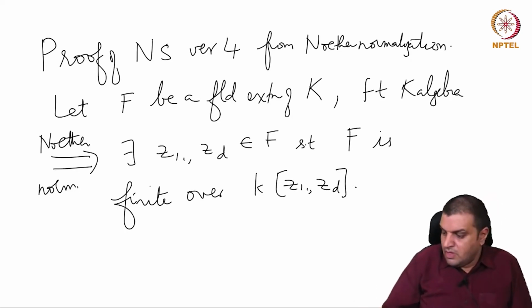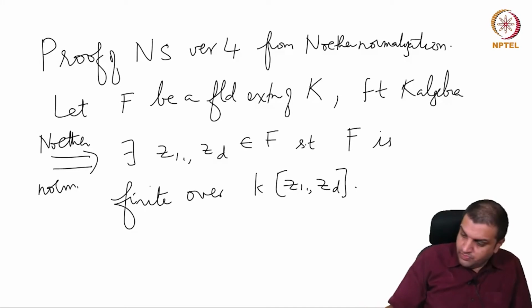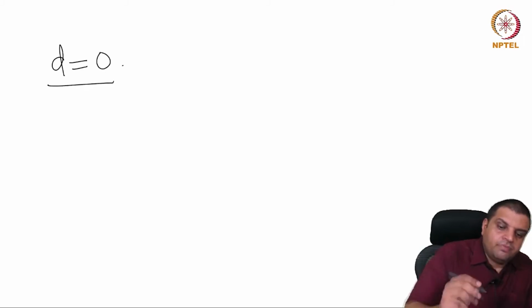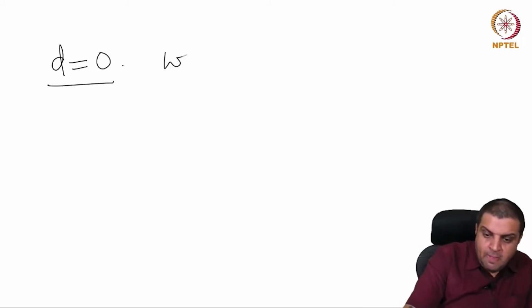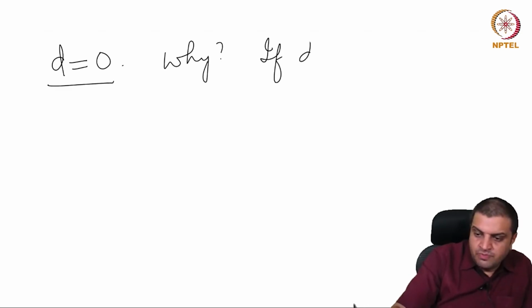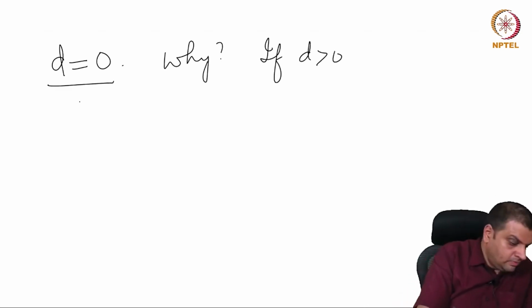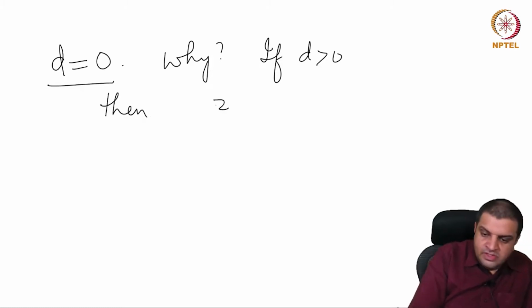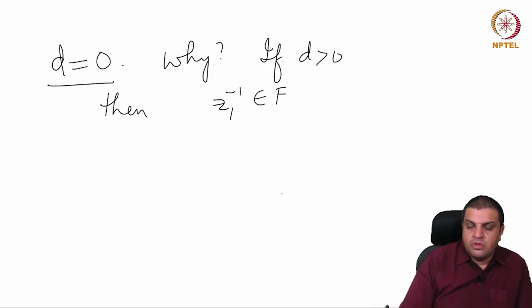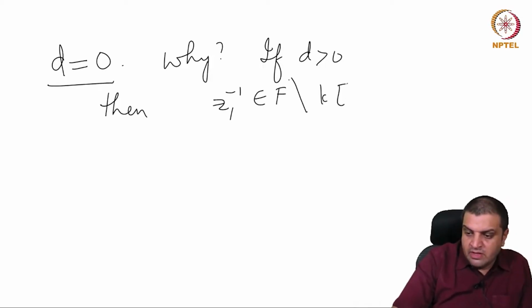Okay. But what can d be? Well, the claim is that d has to be 0. d must be equal to 0. Okay. Why? If d is positive, then z1 inverse is inside F, but it is not inside K[z1 through zd].